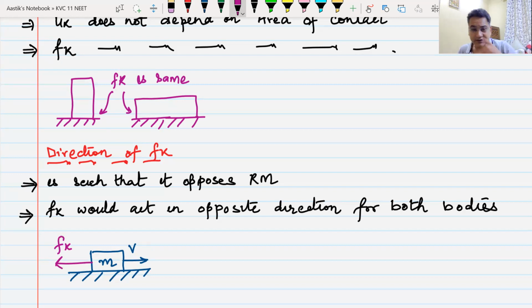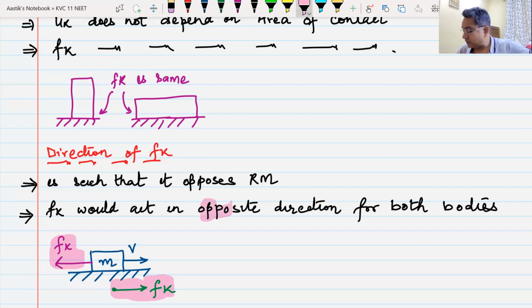This is the kinetic friction applied by the ground on the body, but the body will also apply kinetic friction on the ground. What will be the direction of kinetic friction applied by the body on the ground? It would be in the forward direction. Do we understand this? And that is what I mean by opposite direction.